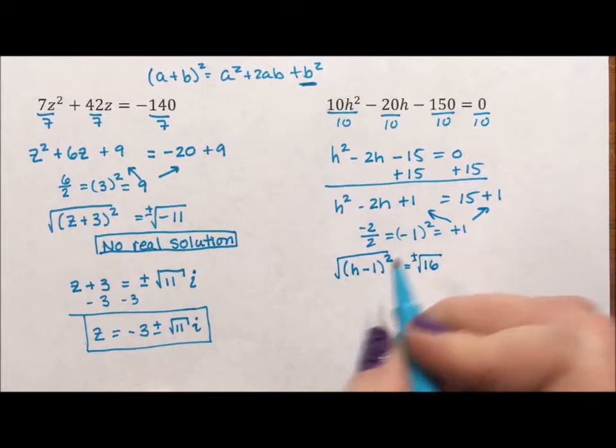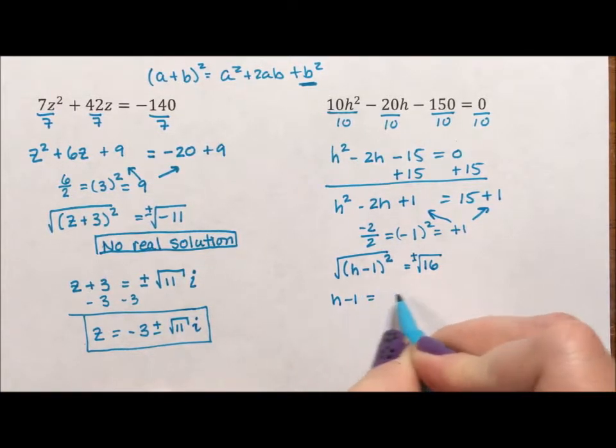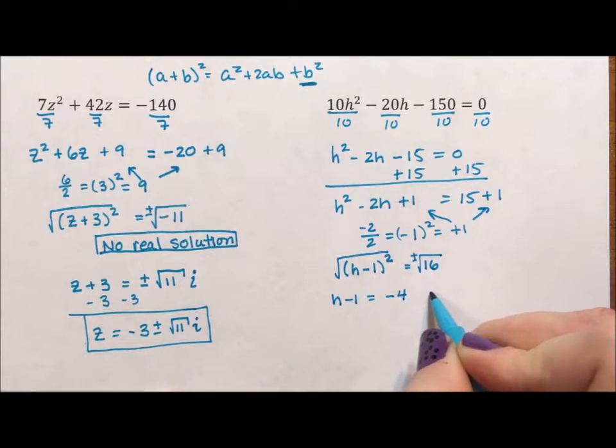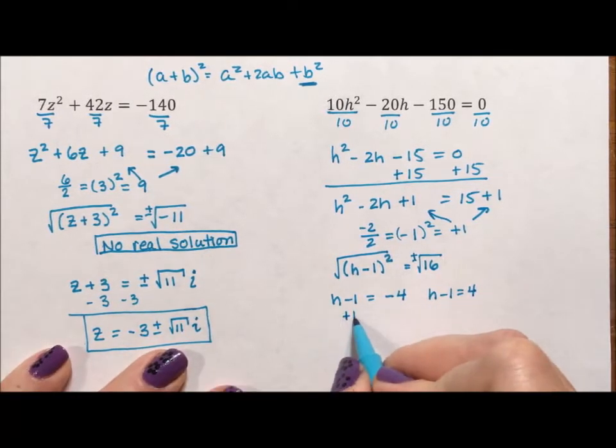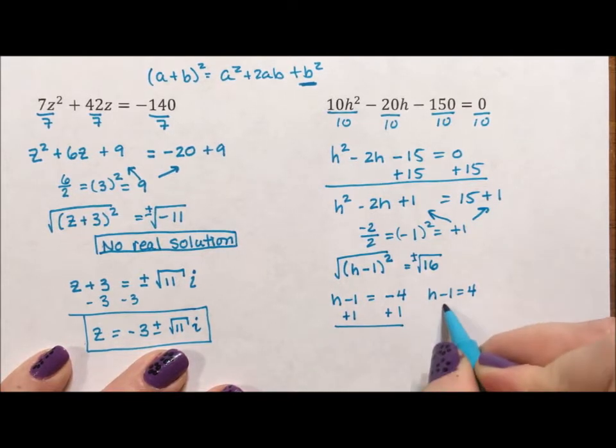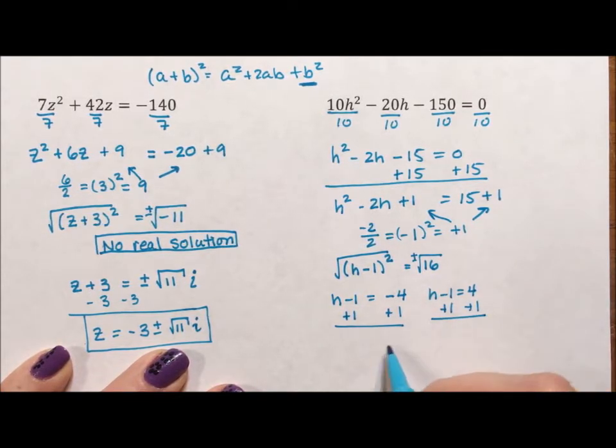Now that I have my variable in one term, I can square root both sides with a plus or minus so that I have h minus 1 equals negative 4 or h minus 1 equals a positive 4. If I add this 1 over, I get that h is equal to negative 3 or 5.